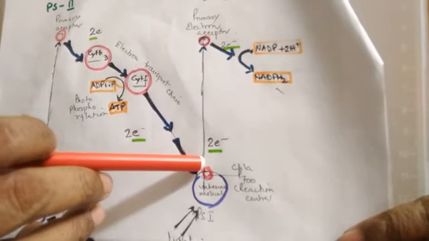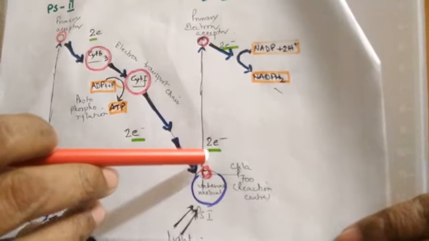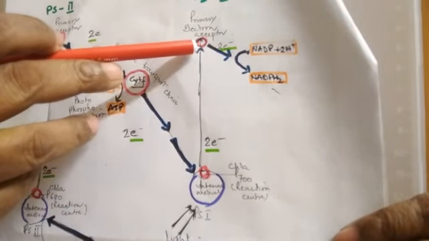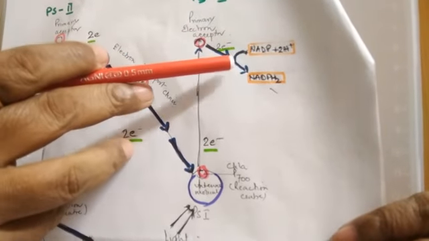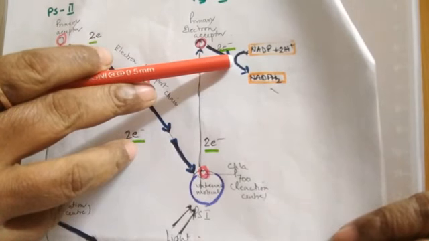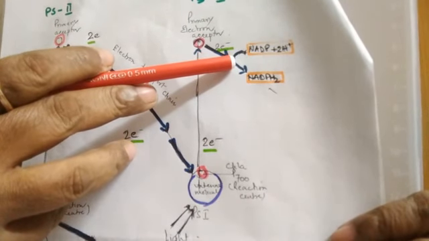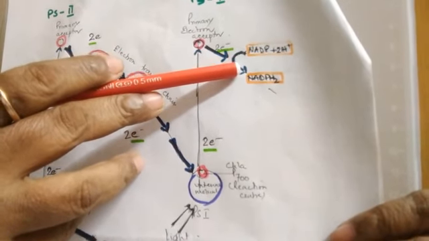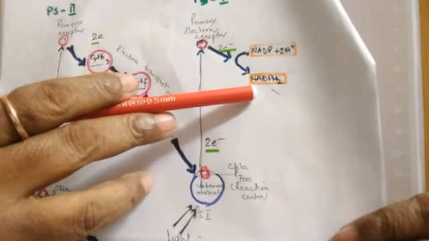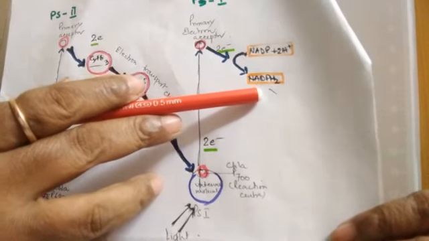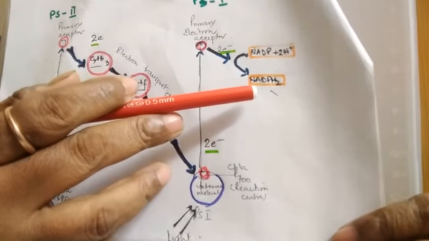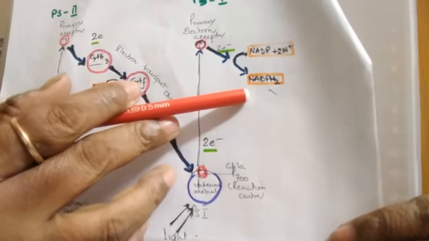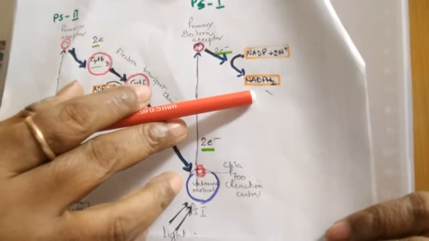The electron which has been deflected from PS1, or photosystem 1, chlorophyll P700, is moving to again a primary acceptor, and then NADP, that is nicotinamide adenine dinucleotide phosphate. So it is moving there and combining with it, and this NADP is now added with a proton and forms NADPH, which will act as a reducing agent and is stored for future use.